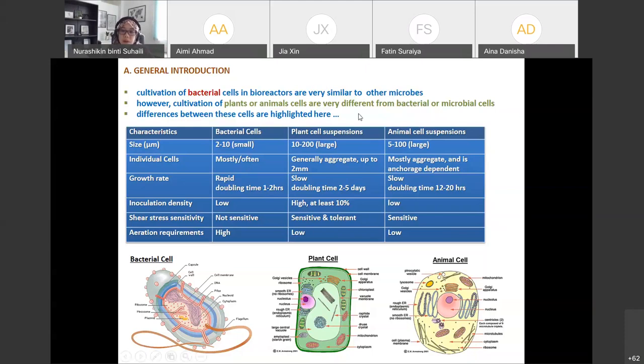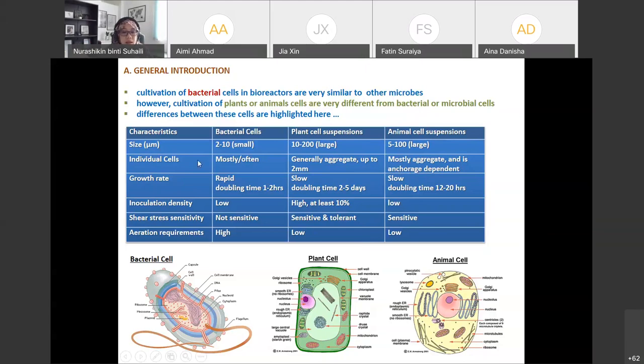But plant cells and animal cells generally aggregate. Aggregate means they form clusters, clumps. They generally aggregate up to 2 millimeters in diameter. The same goes for animal cell suspensions, which mostly aggregate and are anchorage dependent.